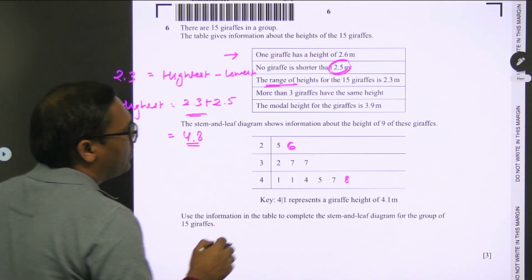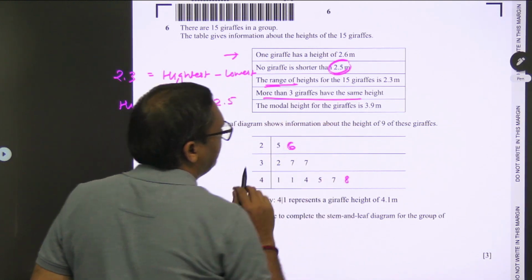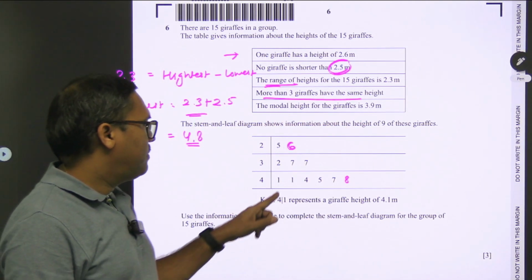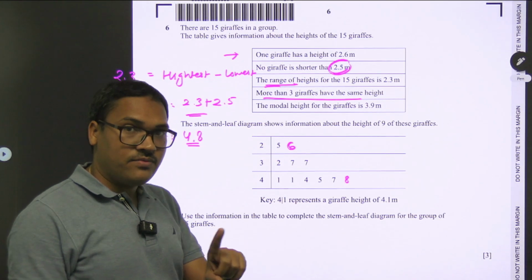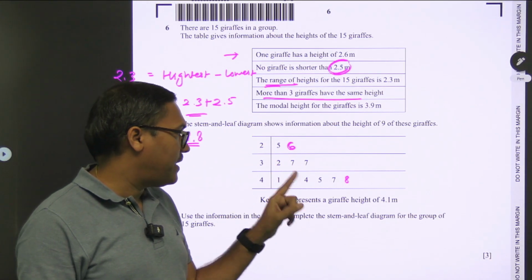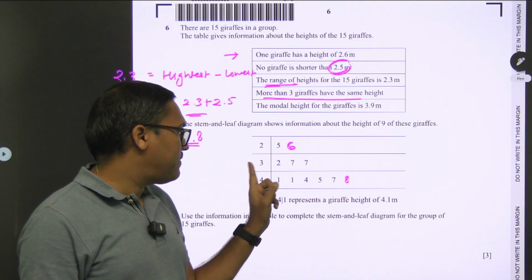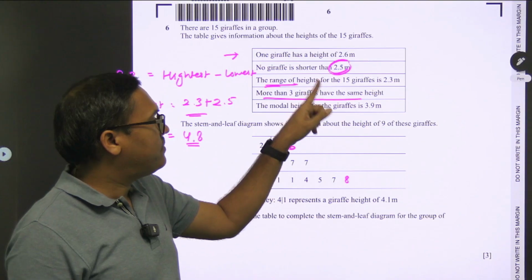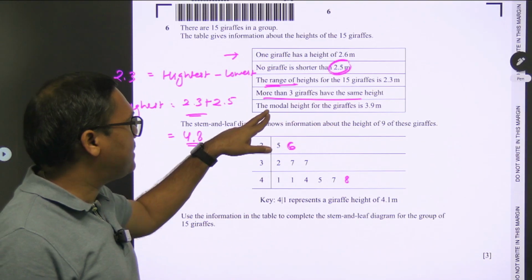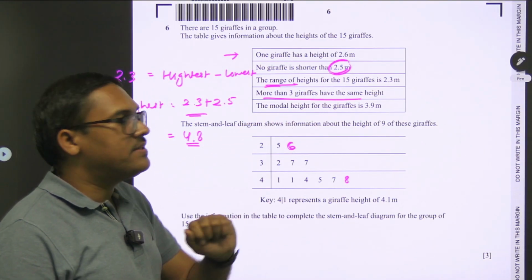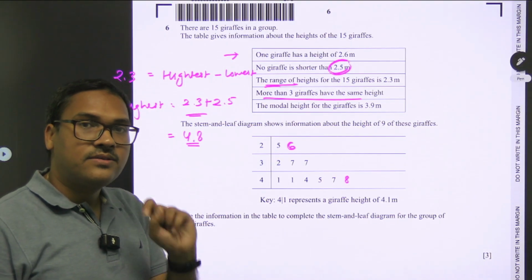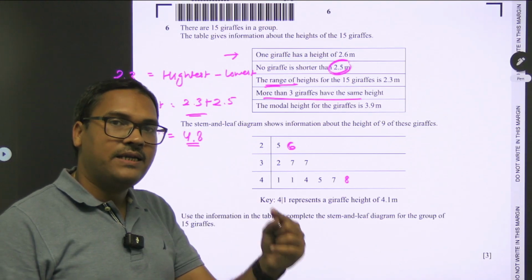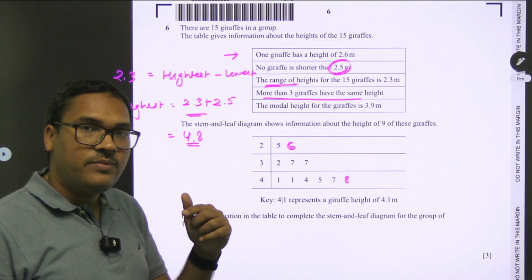Now next, more than 3 giraffes have the same height. So here you can see there are 3 giraffes with the same height: 1, 2, 3. 3.7, 3.7, 3.7. But there are more than 3 which have the same height, correct? Now the next point is the modal height of the giraffes is 3.9. That means the number of giraffes having 3.9 meter height will be more than 3.